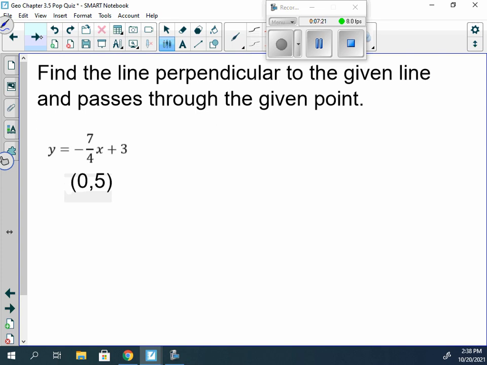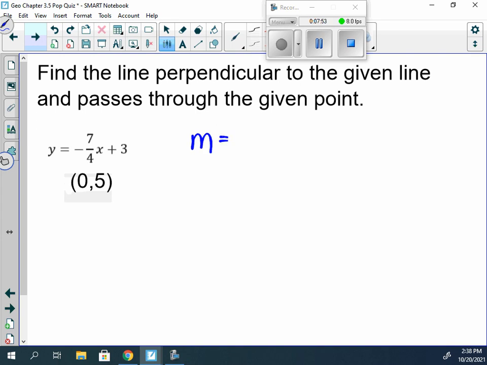Let's look at the next two. What makes questions 3 and 4 different from 1 and 2? Perpendicular, yes? Well, perpendicular lines have opposite reciprocal slopes. So would this be just 4/7? Yes, because whenever we have an opposite reciprocal, we change the sign and flip it.